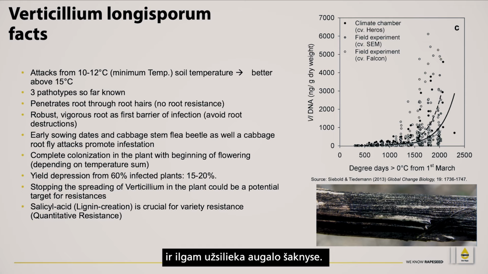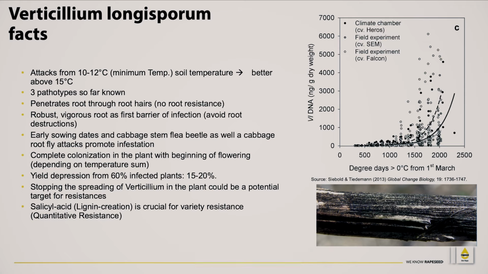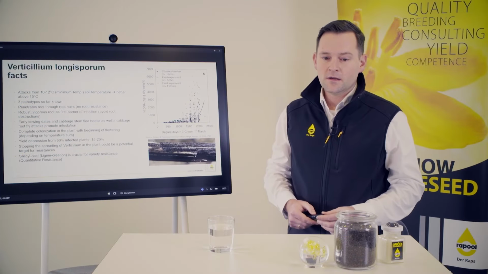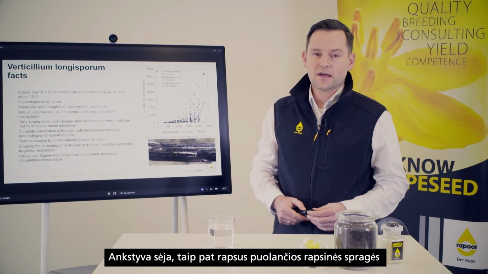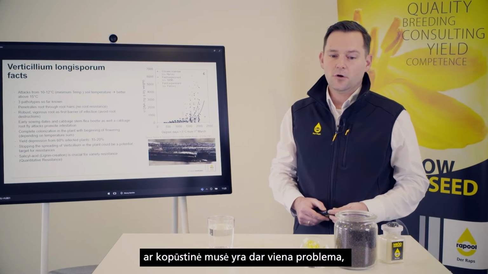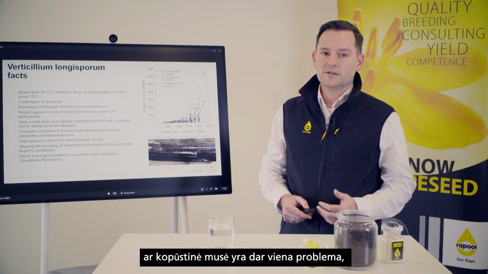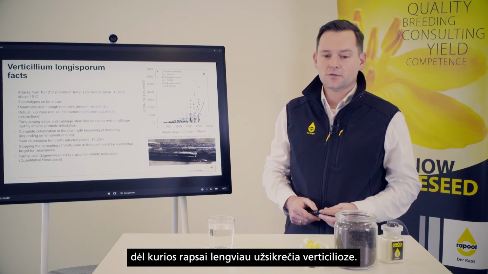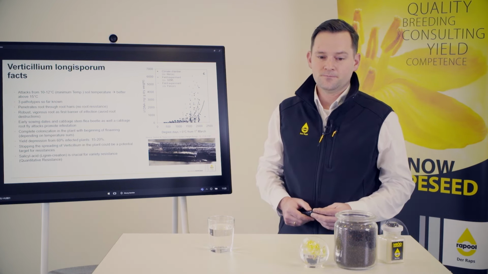It penetrates our oilseed rape with the root hairs, so it comes really from the soil and takes then a long time just staying in the root of our plant. So at first, of course, the vigorous and robust root that is not affected or attacked by any other problem is the main thing we could do against verticillium at the start. Early sowing dates and also cabbage stem flea beetle or the root fly attacks of oilseed rape are another problem that helped the verticillium longisporum to attack our oilseed rape.